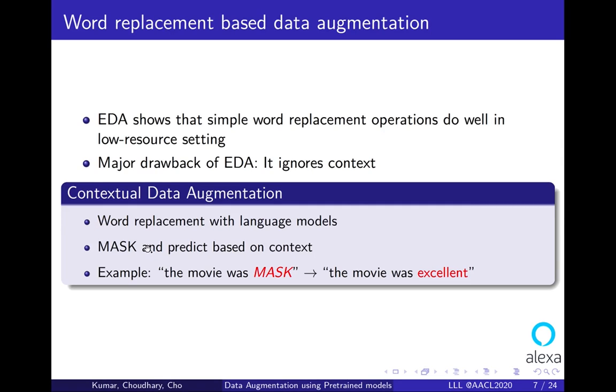Let's discuss some of the word replacement-based data augmentation methods. As mentioned earlier, EDA shows that simple word replacement operations such as synonym replacement can do well in a low resource setting. However, one major limitation of EDA is that it ignores the context while doing word replacement. Contextual data augmentation is one way to overcome this challenge. In contextual data augmentation, we can use any pre-trained model such as BERT to mask and predict tokens. By nature, BERT will replace tokens based on the context, as when predicting, it considers all the words which are not masked in the sentence.